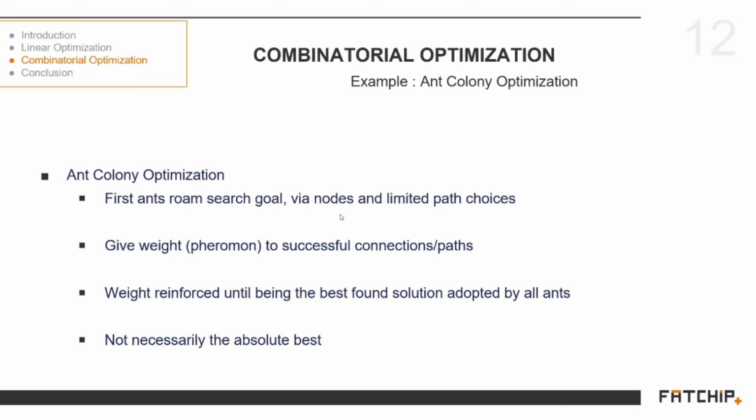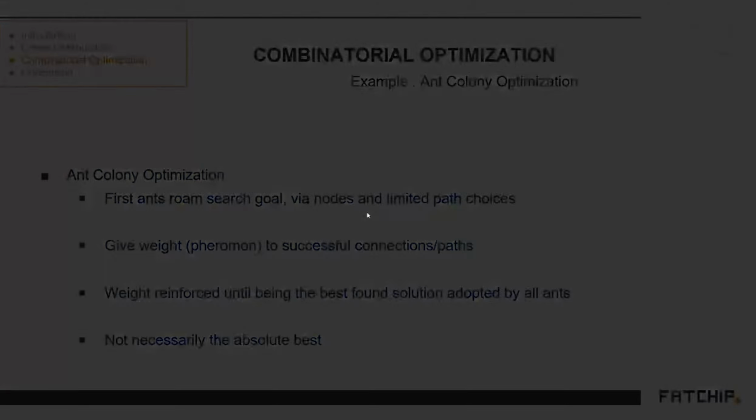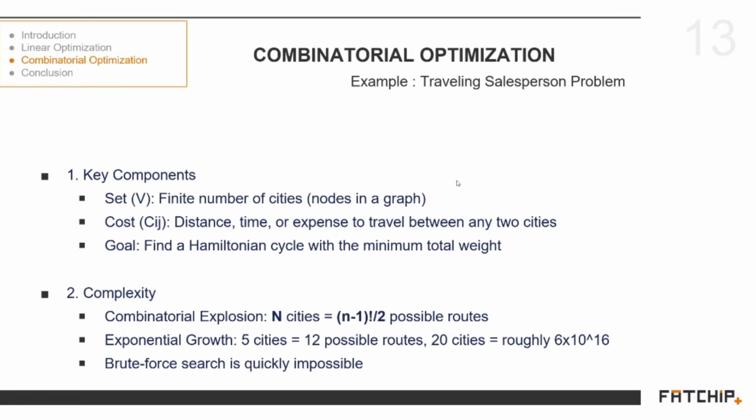And the traveling salesperson problem, which is also very, very used. As I said, we have a number of cities. What we are trying to reduce is the cost of the travel through all those cities and looping back to the starting point. The cost could be time, distance, or traveling expenses, whatever.